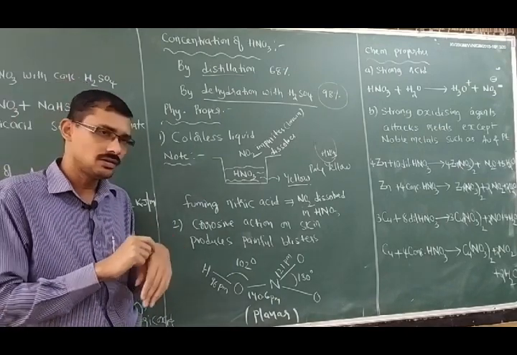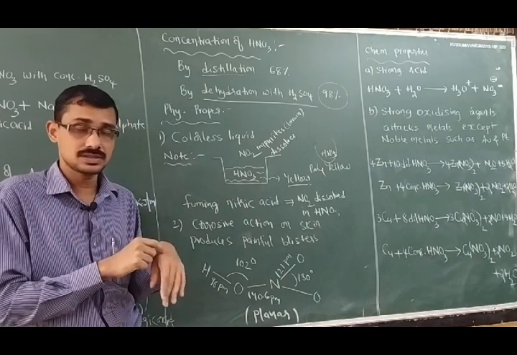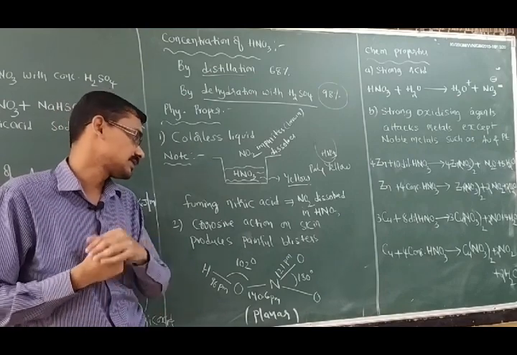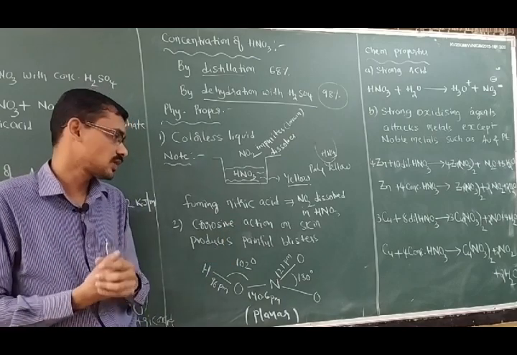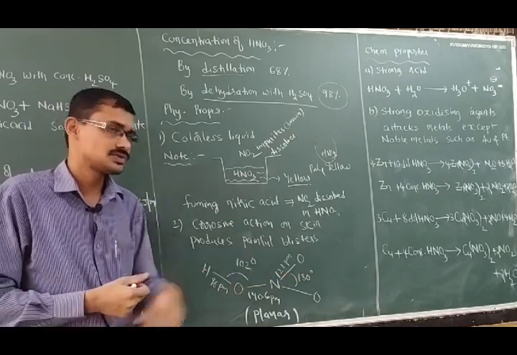Next, HNO3 has a corrosive action. Whenever there is some water on the surface of the skin, the water will be easily removed by HNO3. Because of this, we are going to get painful blisters.